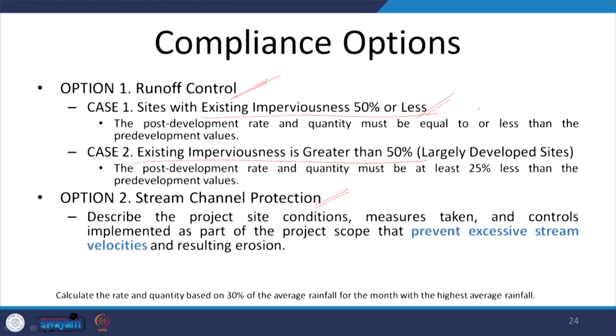So, in case 1, the post development rate and quantity shall be equal to or less than the pre-development values, while in case the existing imperviousness is already greater than 50%, we are looking at a post development scenario where the rate and quantity should be at least 25% less than the pre-development values. So, that is what we are looking at when we are looking at the runoff controls.